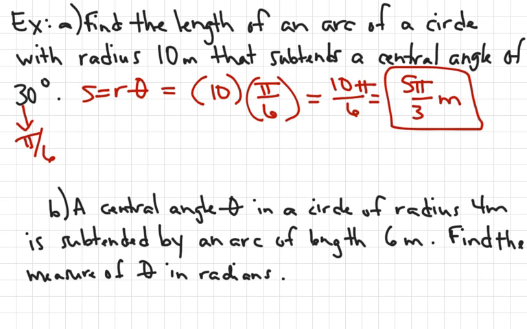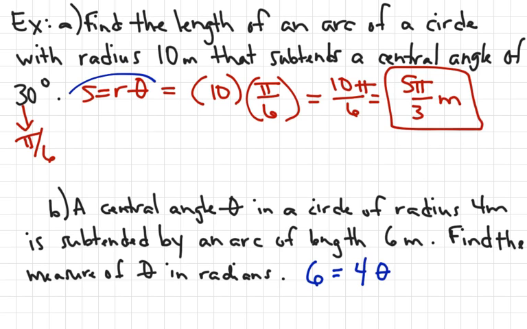In part B, we're going to do something a little different. A central angle theta in a circle of radius 4 meters is subtended by an arc of length 6 meters. Find the measure of theta in radians. Well, this time they told me the arc length, and they told me the radius. They just didn't tell me theta. So I have to solve this problem for theta.